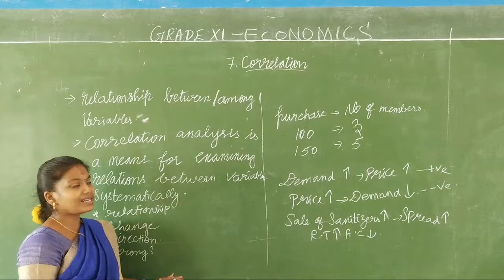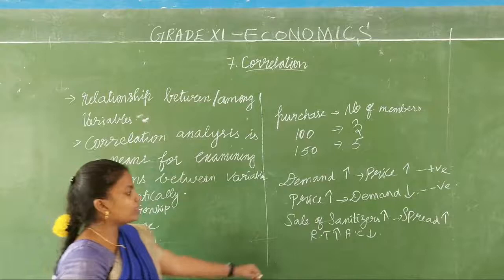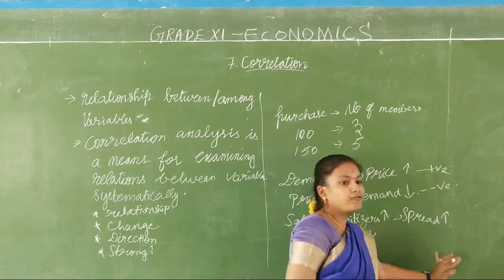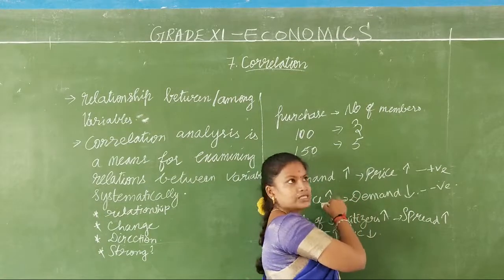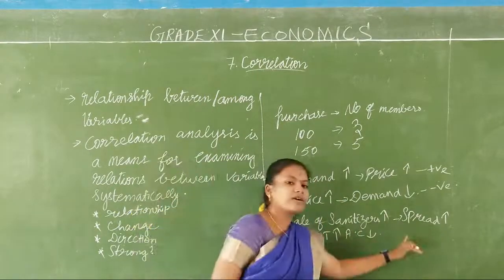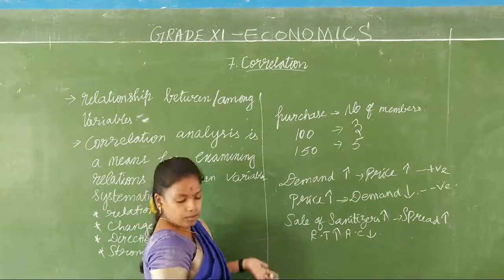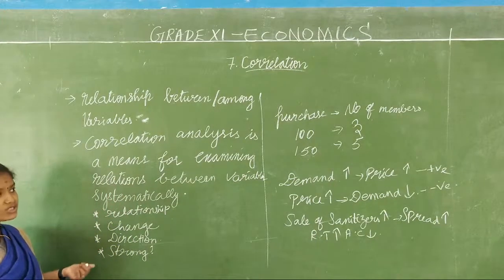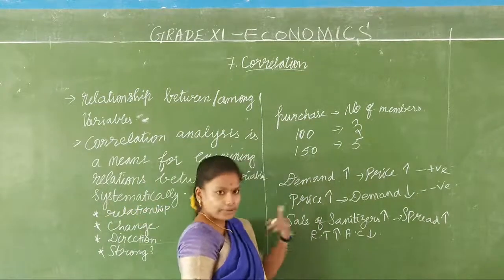This correlation analysis examines a relation: whether it is positive or negative, and when its value changes, how much it changes. So what are the questions? First, is there a relationship? Second, if the value changes for one variable, does the value of another variable also change? The next thing is the direction. These changes, do they move in the same direction or in the opposite direction?